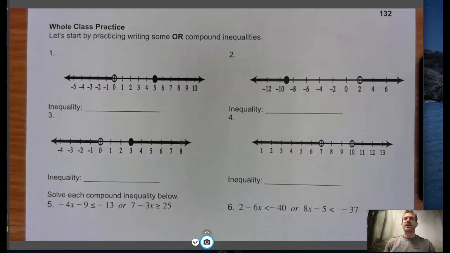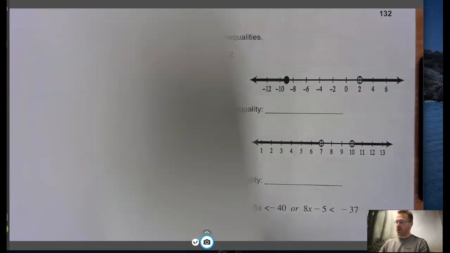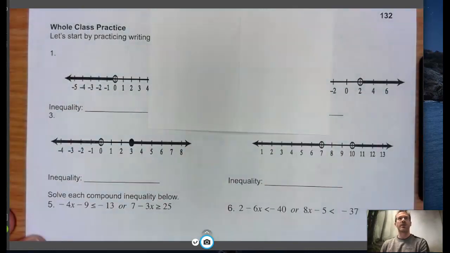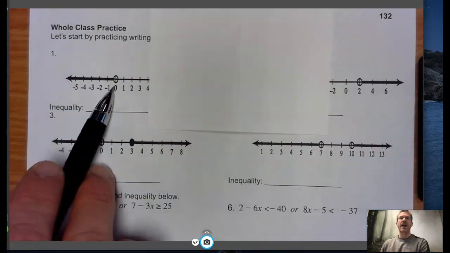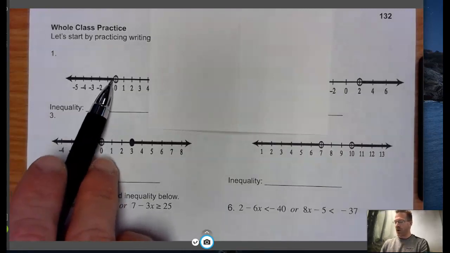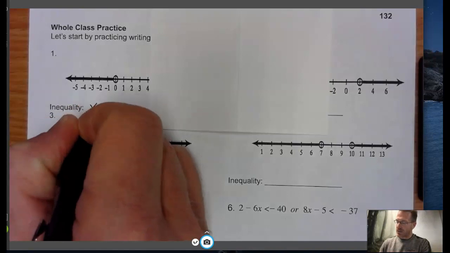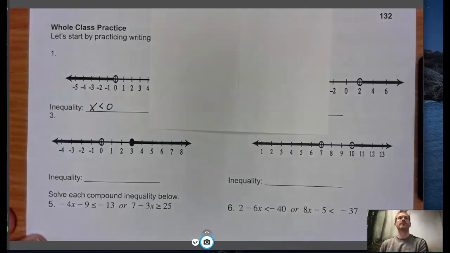Now, once again, it's really just two problems. So what I'm going to do now is I'm just going to not look at the right side. I'm just going to look at this inequality right here. All right, my anchor is 0, it's open, and I want all the numbers to the left of 0. Well, that would just be x is less than 0.